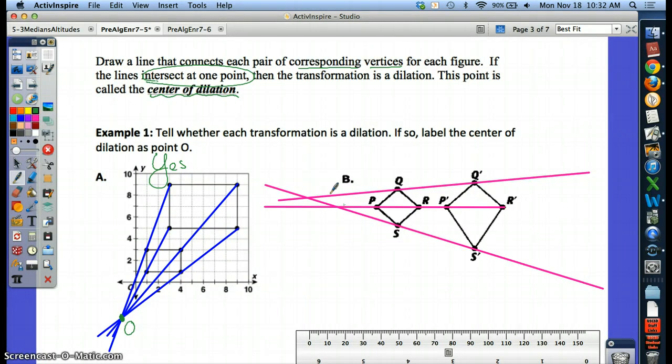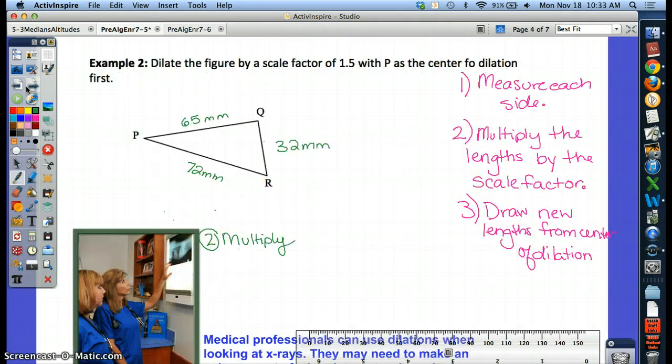So when we look at this, is this a dilation? No, there's no center here. There's no one point that they're intersecting. This is not a dilation. So again, the idea of using these lines is very similar to what you do maybe in 1-point, 2-point perspective drawings. So you can kind of see it in art class as well.